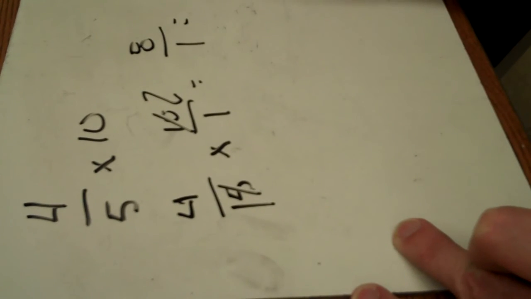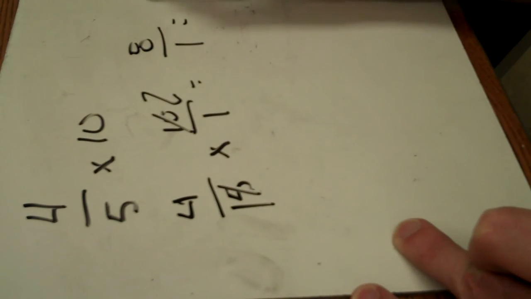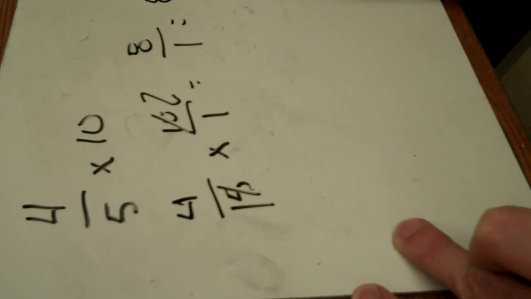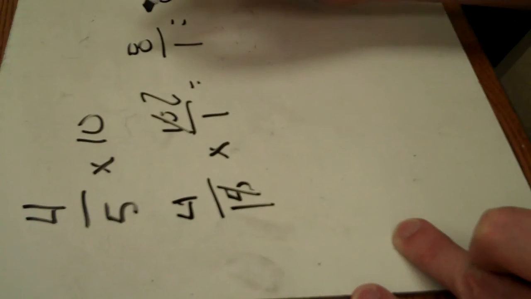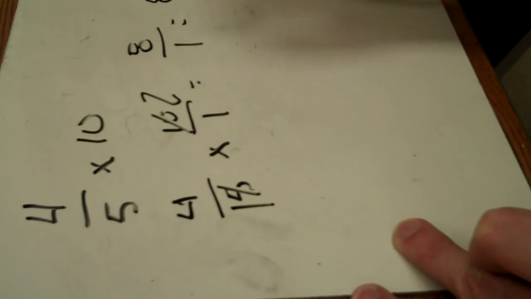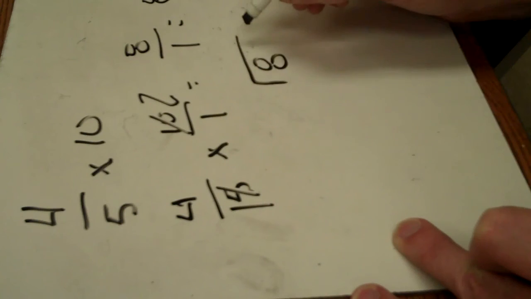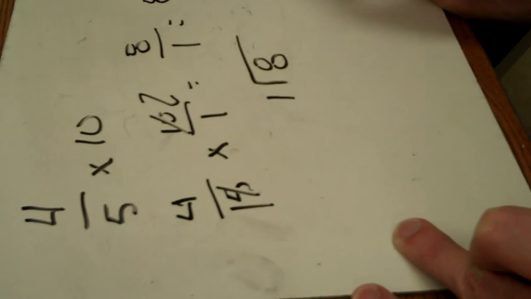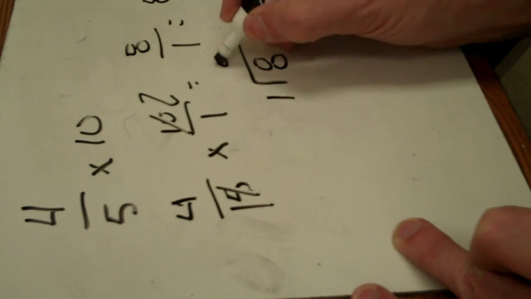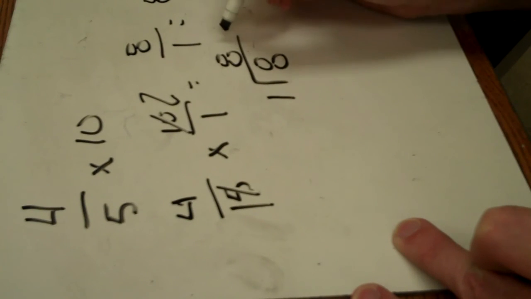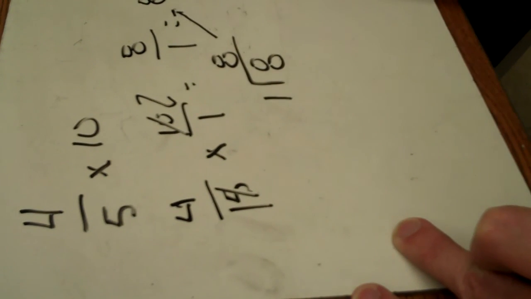And then you just end up with a whole number of 8. Okay? If you were to write that down and figure this out, that's the same thing as saying 8 divided by 1. How many times will 1 go into 8? Well, it'll go 8 times. And that's how I got that answer.